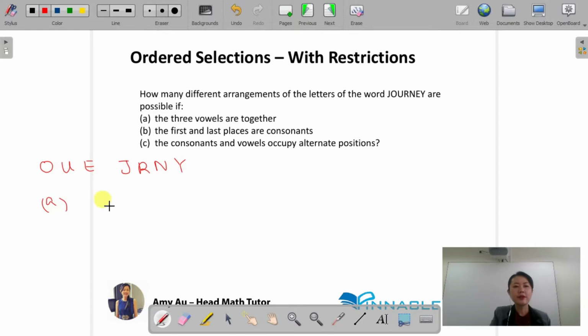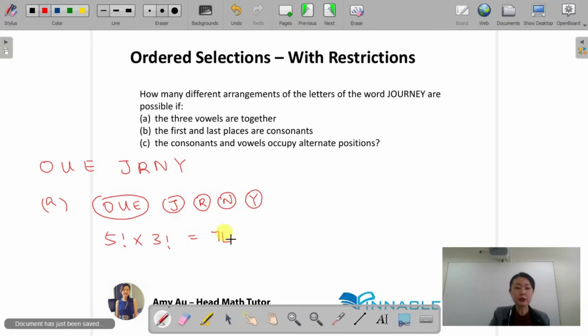So if you want the vowels to be together, it's similar to the previous case, yeah? If you want elements to be together, you need to group them. So I'm going to group my O, U, and E, and J, R, N, Y individuals. So we are arranging 1, 2, 3, 4, 5 things in a row, 5 factorial. And then rearrangements between the elements of the groups, so that's 3 factorial. And that's basically it, 720.